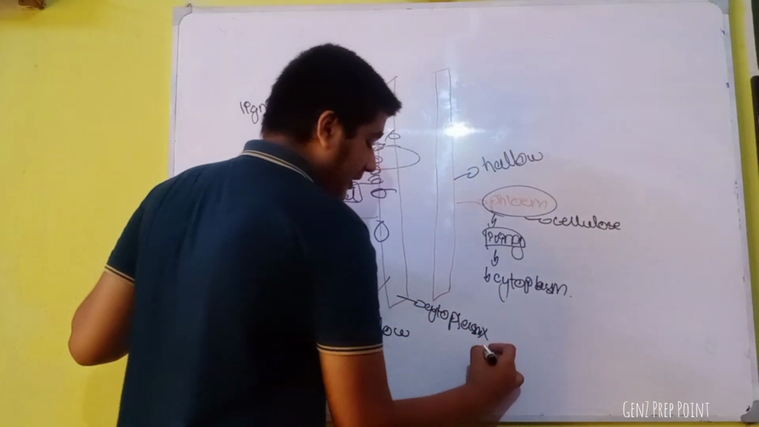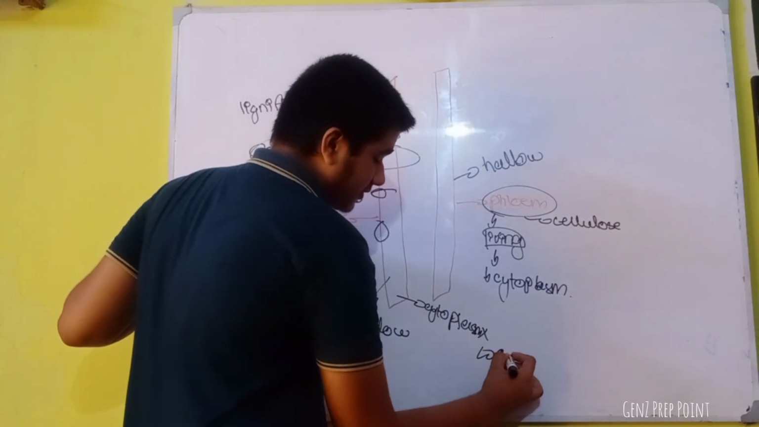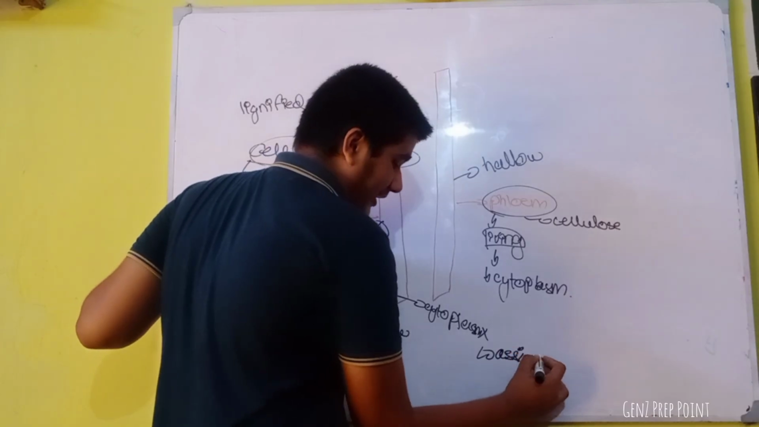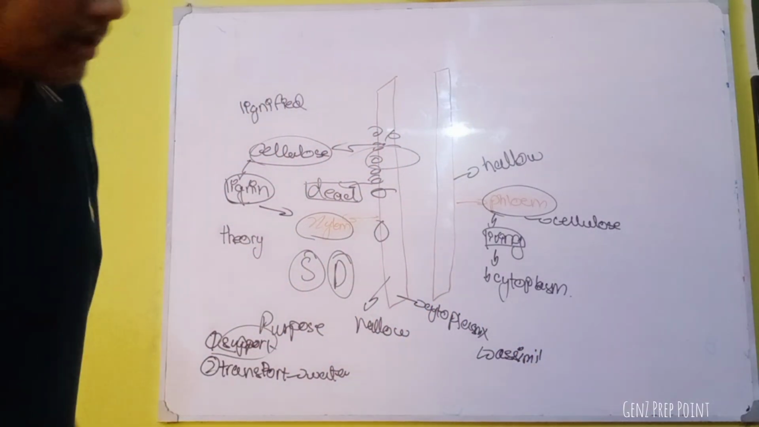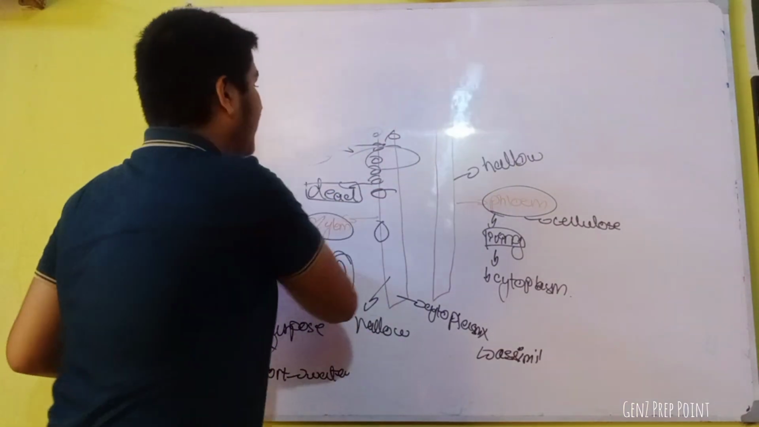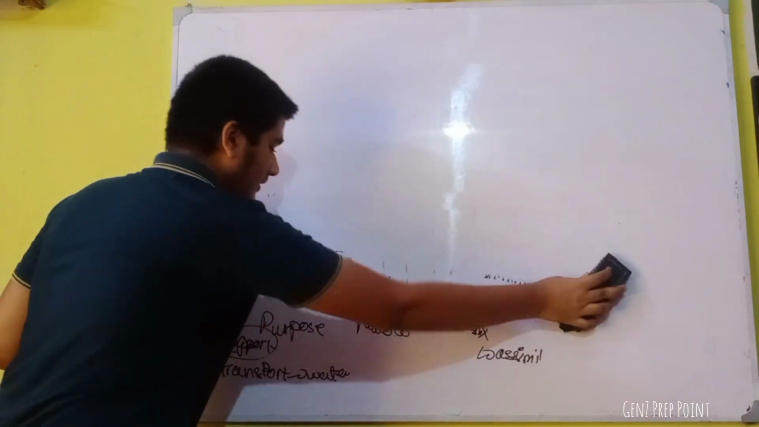So what's its purpose only? The purpose is to transfer assimilates. Assimilates are nutrients like sucrose, glucose, or whatsoever. If we now start writing their purpose, now we would write the purpose.